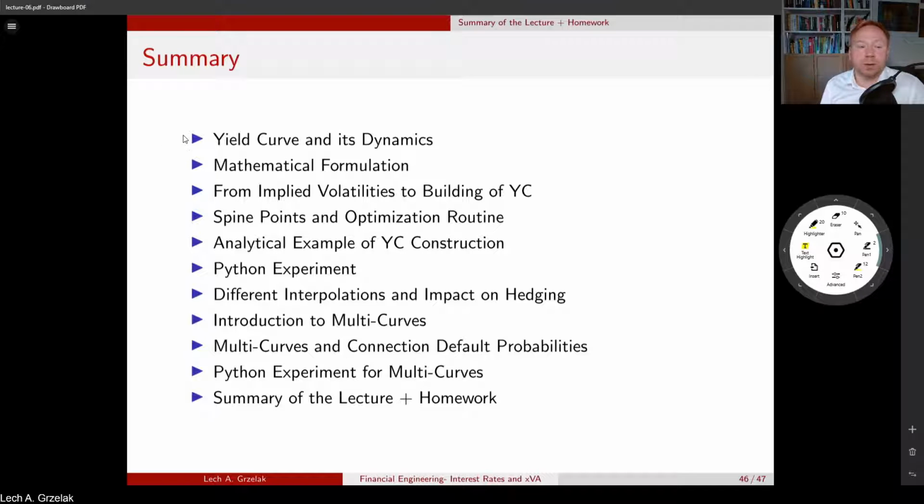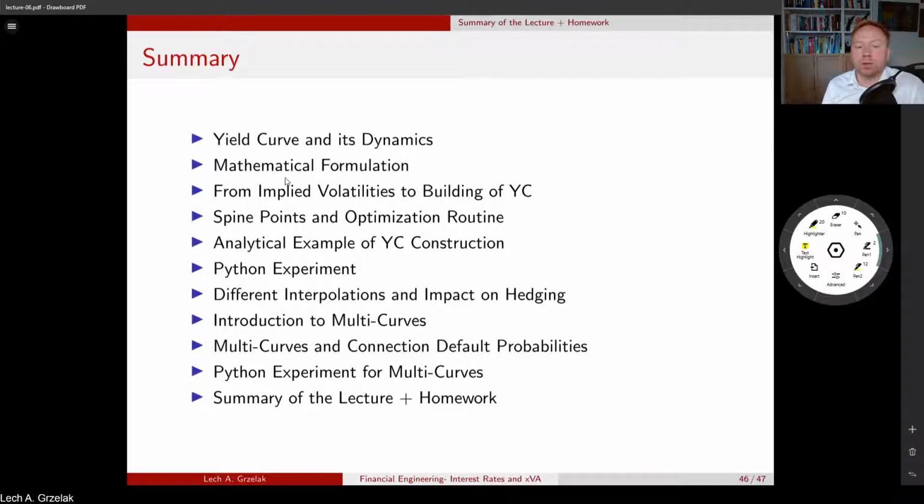First, this lecture started with a yield curve and its dynamics. So we explained what the yield curve is, how to interpret different shapes of the yield curve, and what is behind the dynamics of a curve. Then we went to the mathematical formulation. From an economic perspective, it was clear how the curve behaves and what the different phases of a yield curve are.